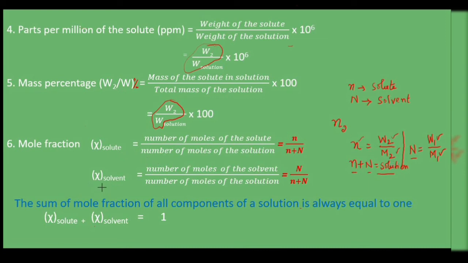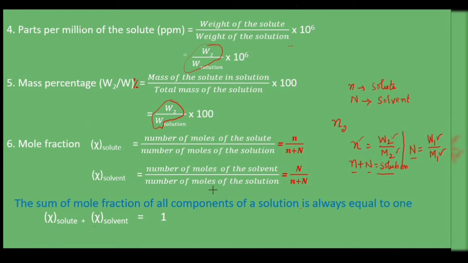If you want to calculate the mole fraction for the solvent, in the numerator you should write the number of moles of solvent divided by the number of moles of the solution. So, how to calculate the number of moles of solvent? This is the formula: number of moles of the solvent is equal to weight of the solvent divided by molecular weight of the solvent. Then you should substitute the value here, and obviously after calculating the number of moles of solute, we should sum up the number of moles of solute and solvent to get the number of moles of solution, and make use of the value here.